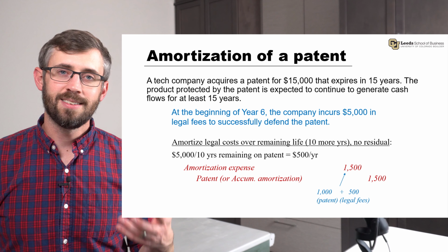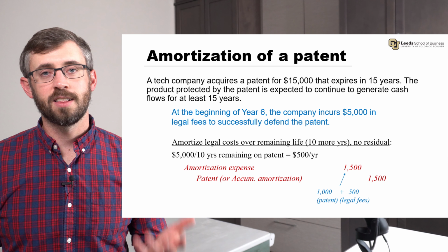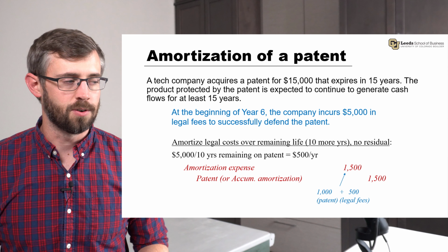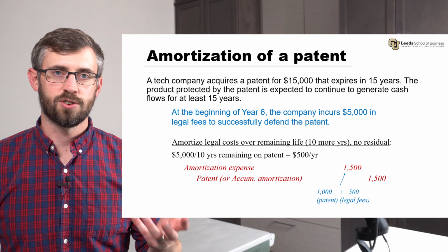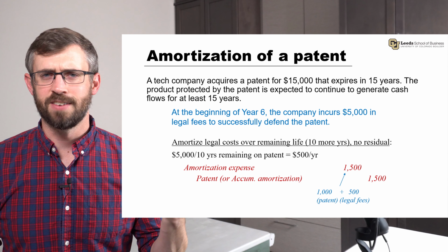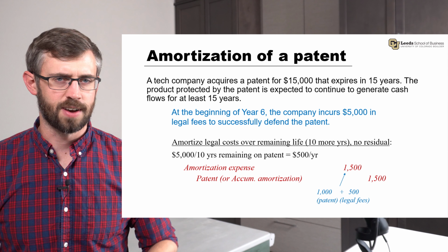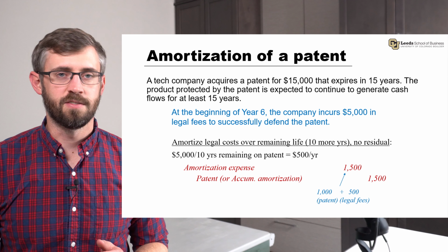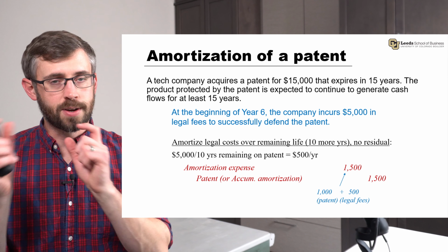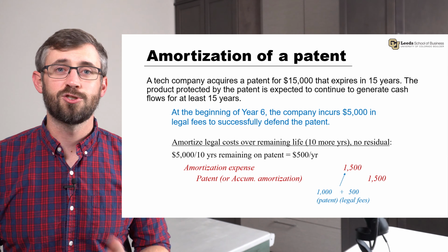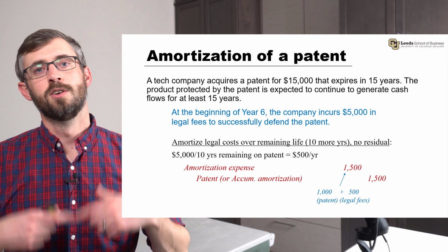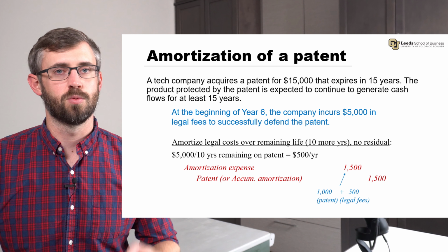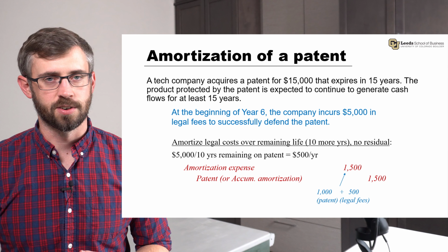So we're going to treat these legal expenses just like we would treat any other cost of the patent because they were successful. And so we would take this extra $5,000 that we spent. I forget if I said $6,000 in cost, but let's say it was $5,000. We're going to divide it over the 10 remaining years of the patent, and we'll allocate that expense in the amount of about an extra $500 in amortization over each of those 10 remaining years. So our total amortization expense will jump up to $1,500.